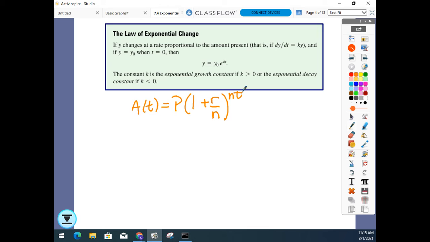You have used this formula in the past and it's a big pain. But say n is the number of times per year. t is time in years. This one has to be in years. r is the rate. p is the principal, or your initial amount. Okay.